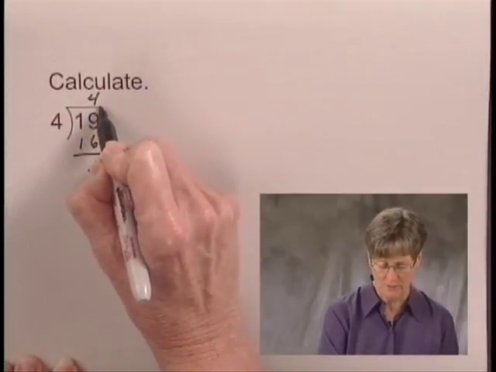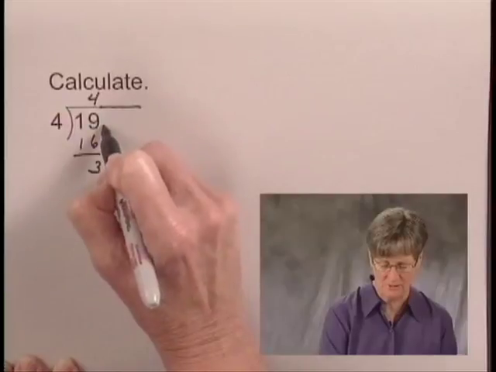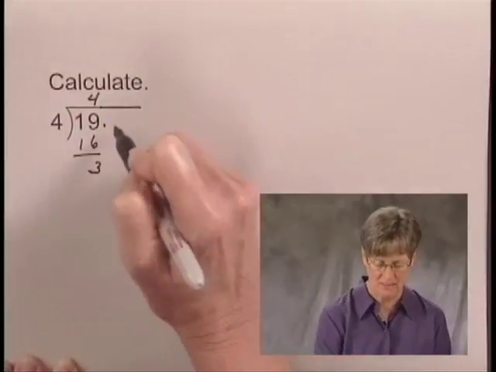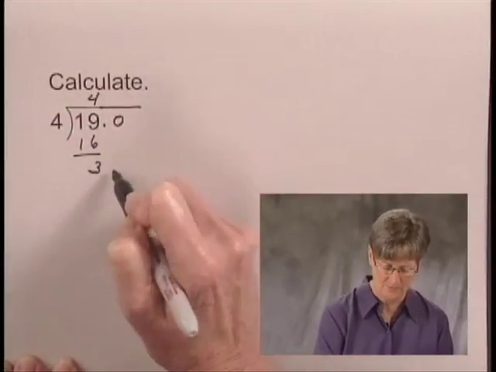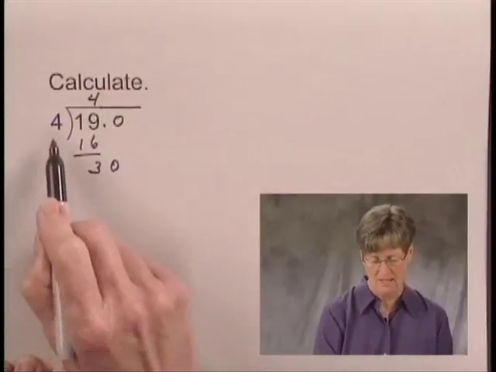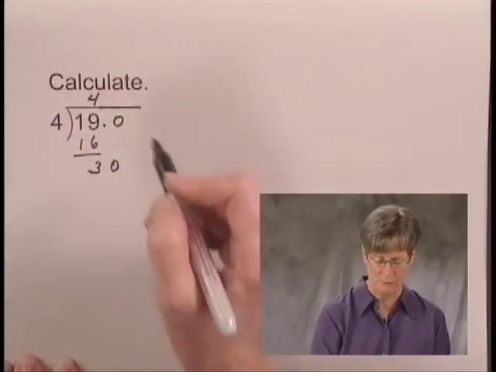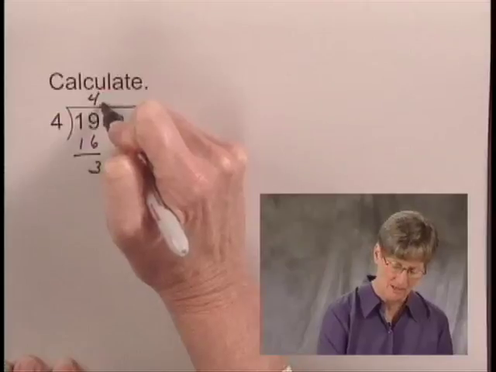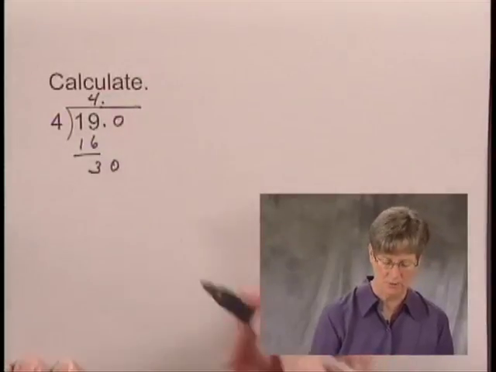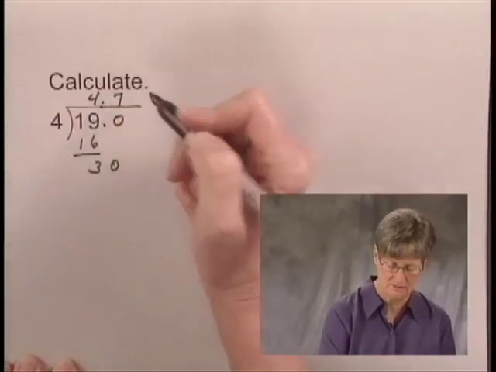I'm going to continue dividing to get a decimal result, so I'm going to write a decimal point after the 19, and then I'm going to write a 0. And I'll bring the 0 down. And now we look at 4 into 30. 4 goes into 30 7 times. I'll place the decimal point in the quotient, and then I'll write 7.